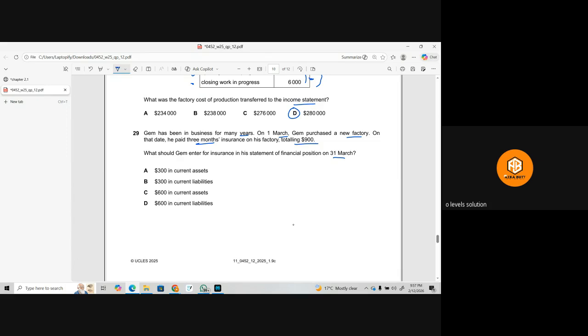But the insurance used in March only. So it means that April and May remain. So for April and May, this is $600. Because $900 for 3 months means $300 per month payment. So the $600 will be prepaid expenses, part of current assets, because we have paid in advance.